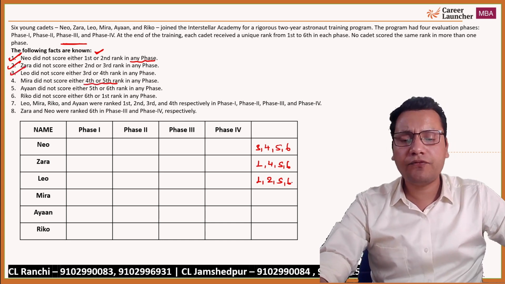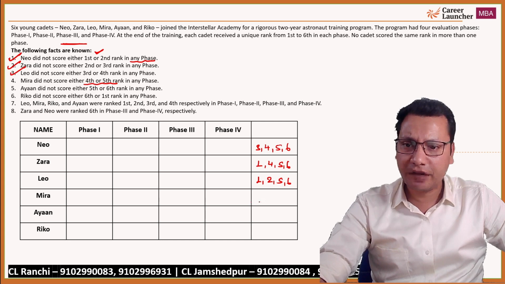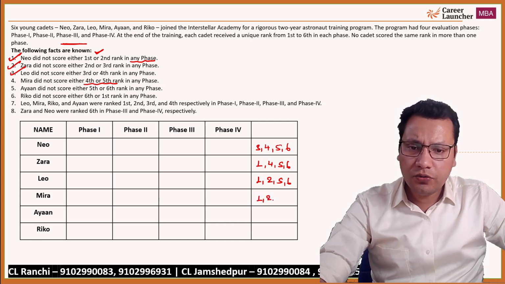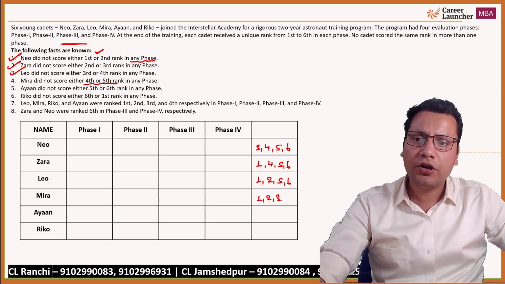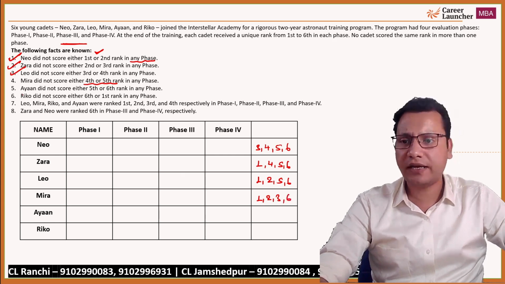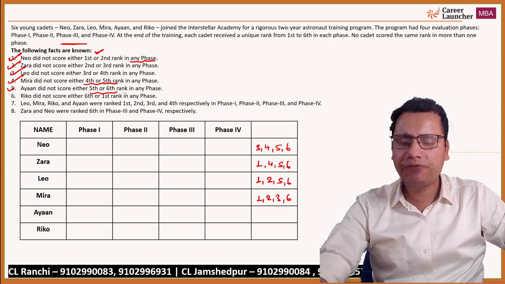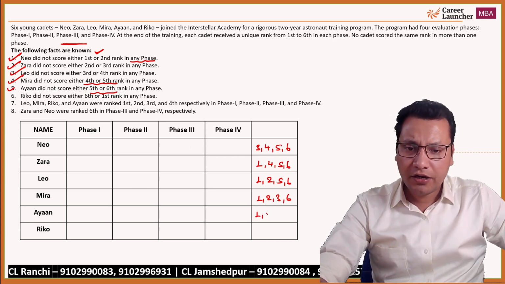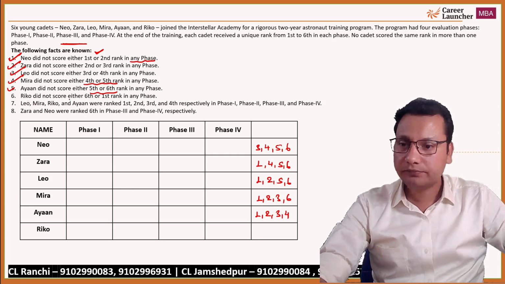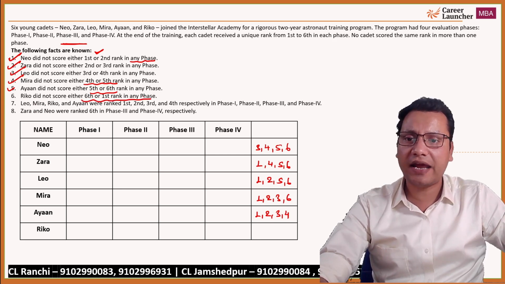Mira did not score either 4 or 5, so she must be scoring 1, 2, 3, not 4, not 5. So this has to be 6. This is done. Now Ayan did not score 5th and 6th, so it must be 1, 2, 3, and 4. And finally, Rico did not score 6th and 1st rank in any of the phases.